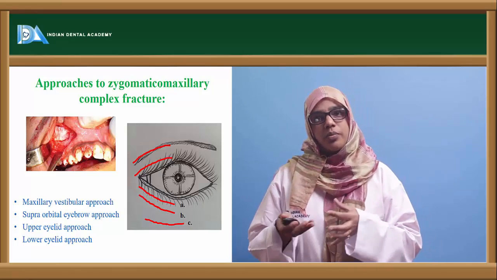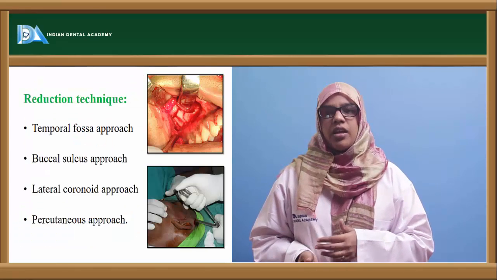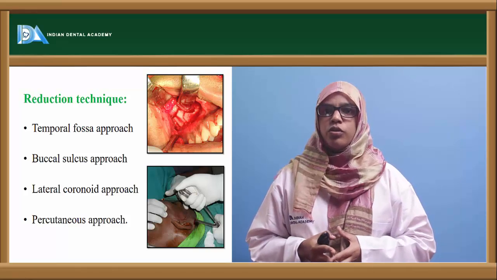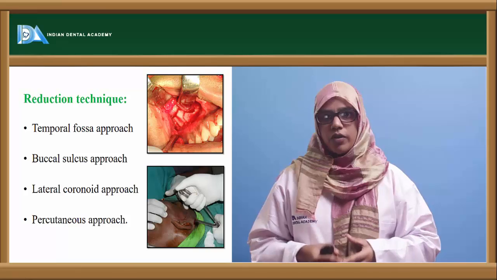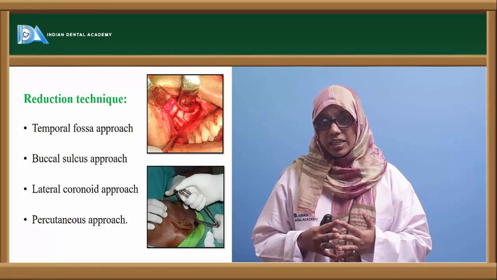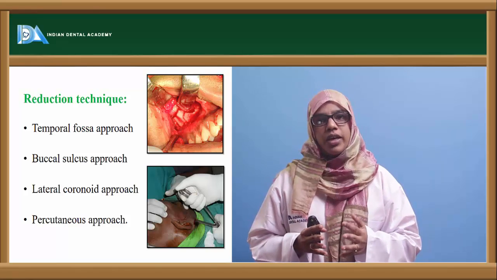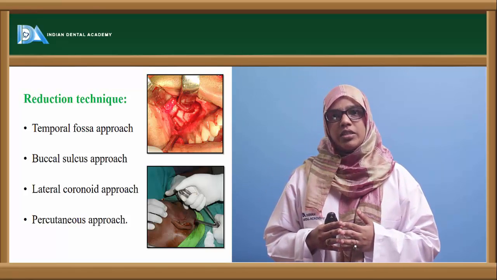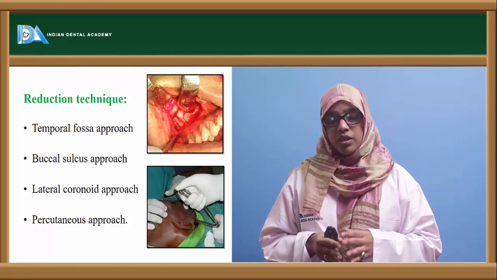So if there is a present scar, you expose it from that area only. Now once you've exposed it, you will reduce it. Reduction can be done from the temporal fossa approach. In this case, you ask the patient to shave the area in the temporal region. You'll make a 2 to 2.5 centimeter incision at 45-degree angulation from the zygomatic arch.